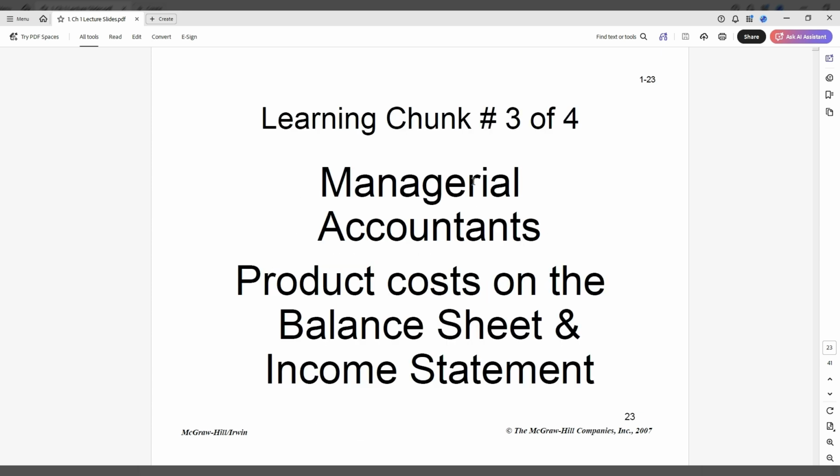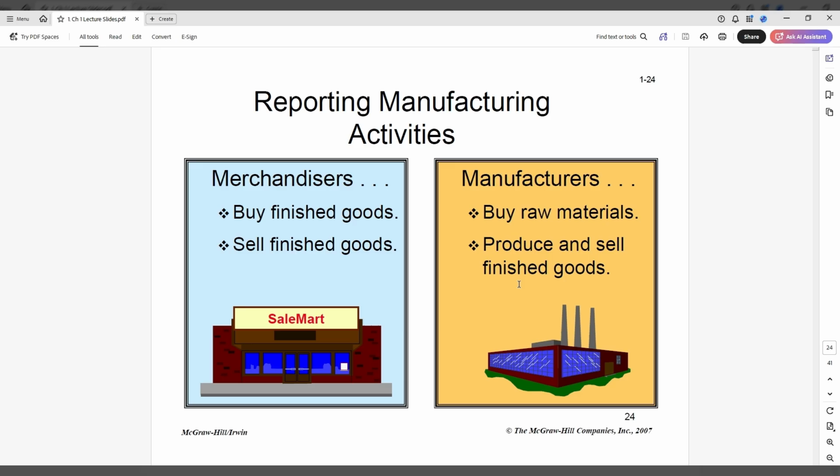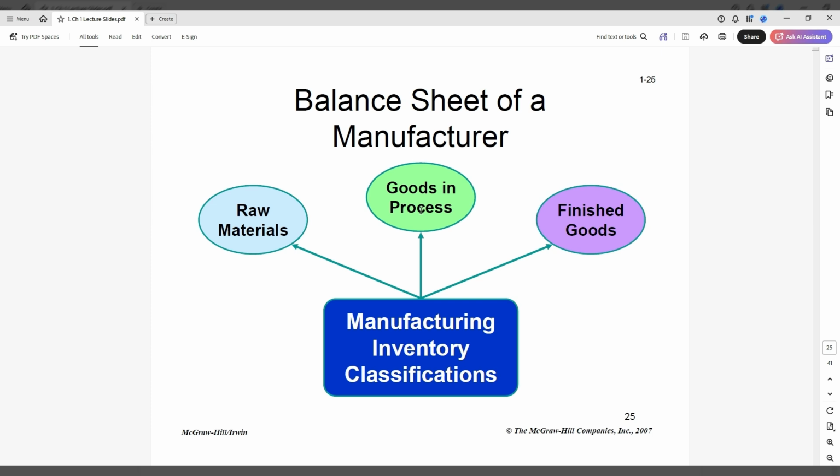Okay, so let's look at the third section of our chapter, and we're going to talk about product costs on the balance sheet and the income statement. We talked about this in chapter 0. Merchandisers buy finished goods, sell finished goods, pretty simple. Manufacturers buy raw materials, and then they do a whole bunch of production to create a finished good that they then sell. That's the distinction there.